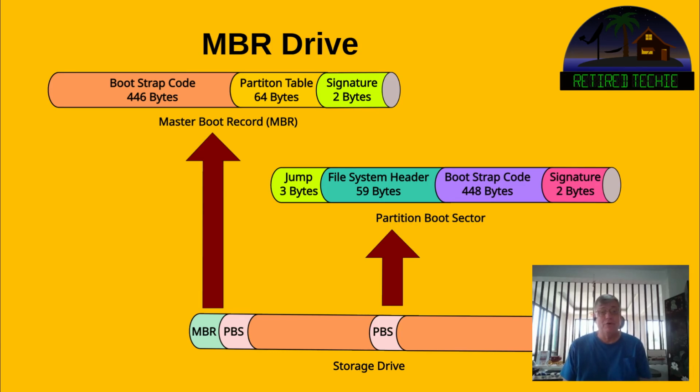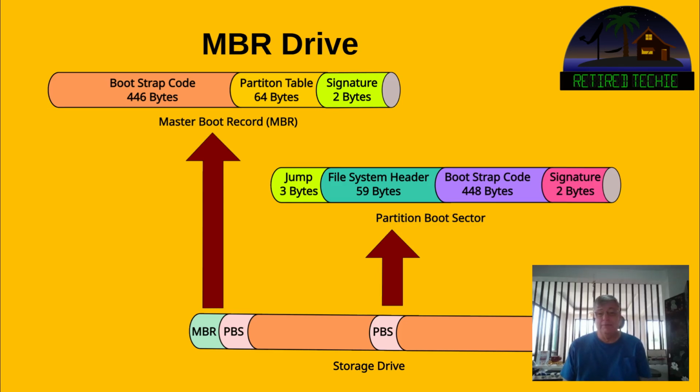The bootstrap code actually only takes up the first 446 bytes. The partition table is 64 bytes. This is actually divided into four 16-byte sections for four primary partitions, which is another limitation of the MBR and legacy BIOS system. And then the last 2 bytes are a signature.